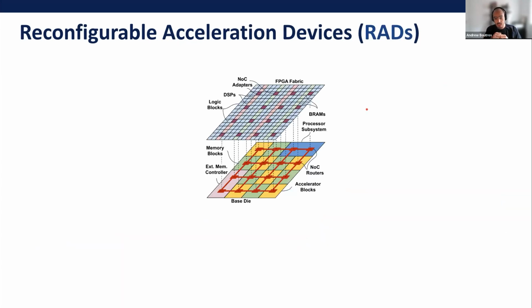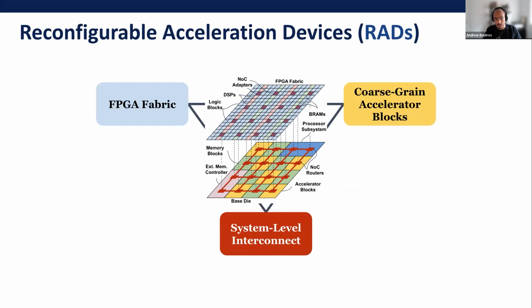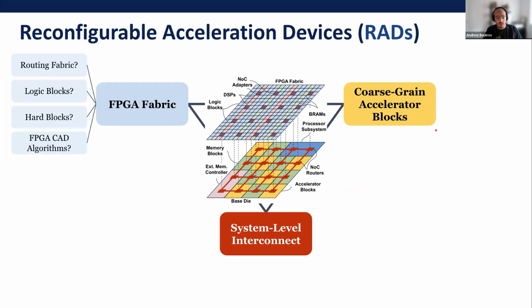If you look at the architecture or the design space of those RADs, you can find out that they consist of three main components. The first component is the FPGA fabric, and there are a lot of questions about its architecture. How would the routing look? Should we still stick to fine-grained bit-level routing or not? How do we architect the logic blocks? What type of hard blocks, like DSPs or others, should we harden in this fabric? And what's the effect of all that on the FPGA CAD algorithms, which are the place and route algorithms that translate your design into hardware working on the FPGA?